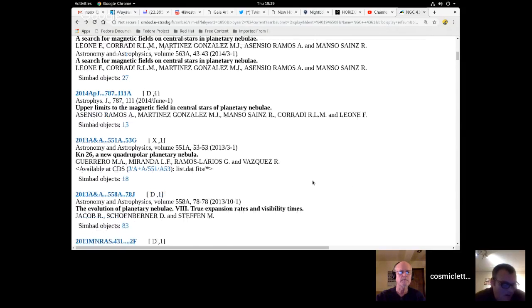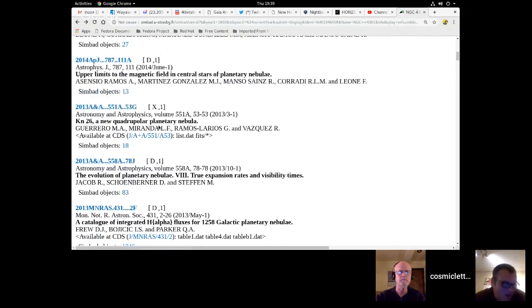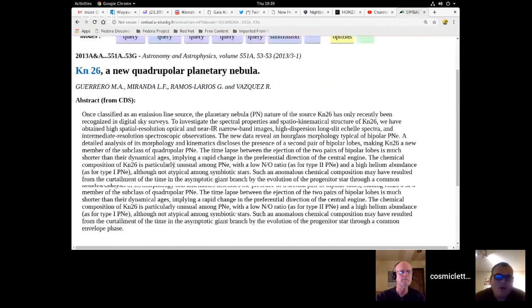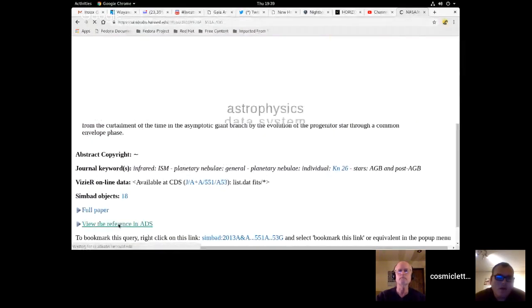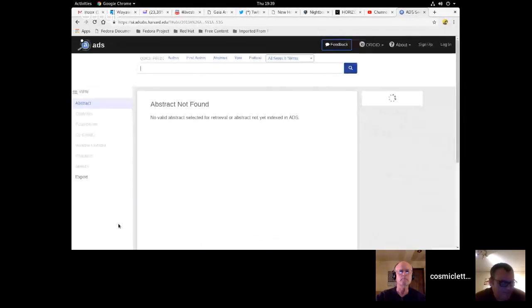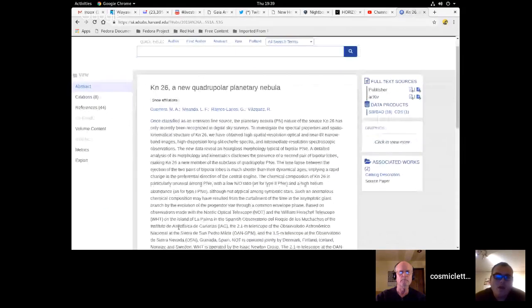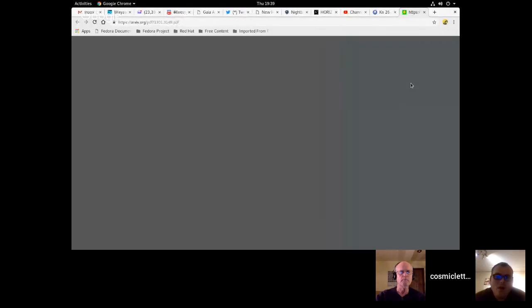A new quadrupolar planetary nebula. A quadrupolar? Oh, I don't think I've ever heard of that. That's kind of interesting. Now, why is this paper referenced to our object here? I don't know. Let's find out. I'm kind of interested in seeing what this looks like, too. Yeah, let's take a look here. Oh, I'm already seeing some pictures, but I'm not going to spoil it too much.